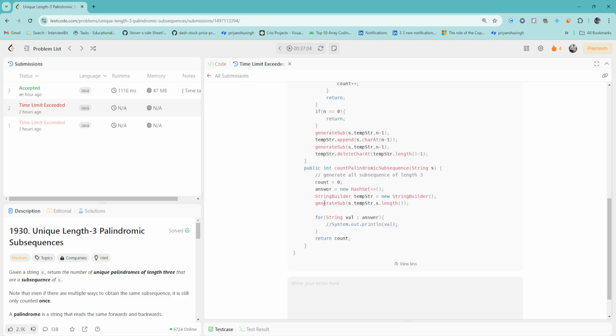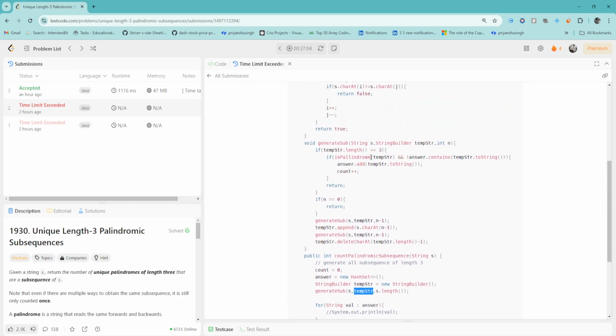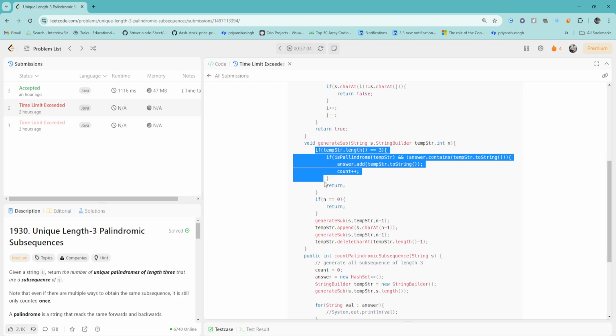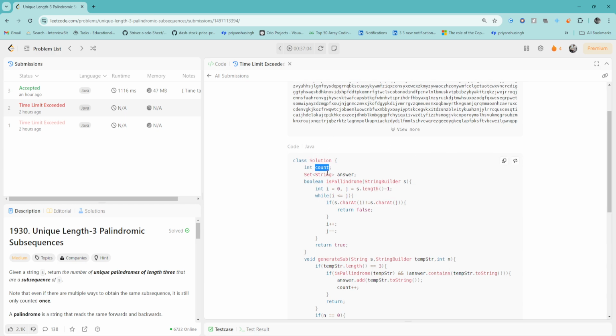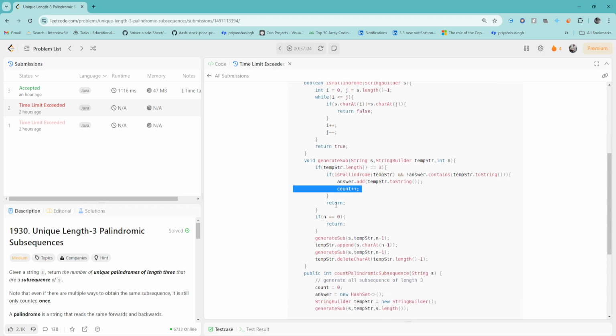Then we would be having a recursive function that would be accepting our string and a temporary string, so that for every character we have a choice to include it or not include it. That's why I have passed this temporary string builder. If the temporary string size, that is our subsequence size, is 3, we are going to check if it is a palindrome or not. If it is a palindrome and it is not in our answer set, that means it is unique. We'll add it and we'll increase our count. And after that we'll return from here because we don't need to traverse further.